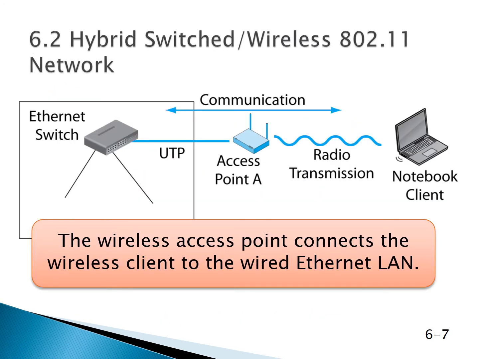Nowadays a lot of networks are what we call hybrid switched and wireless 802.11 networks. Imagine that you are working at home, using your wireless notebook that is connected to your wireless access point through radio transmission through the air. Then this access point is connected to a switch, or to the modem provided by your ISP, through the copper wire, the UTP. That's what we call a hybrid network. You have a switch here, and this part is the wireless, and they work very well together.